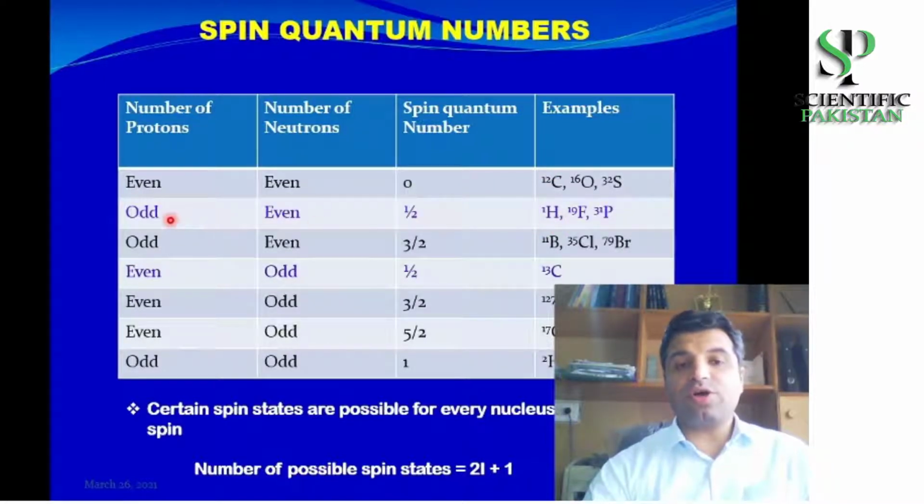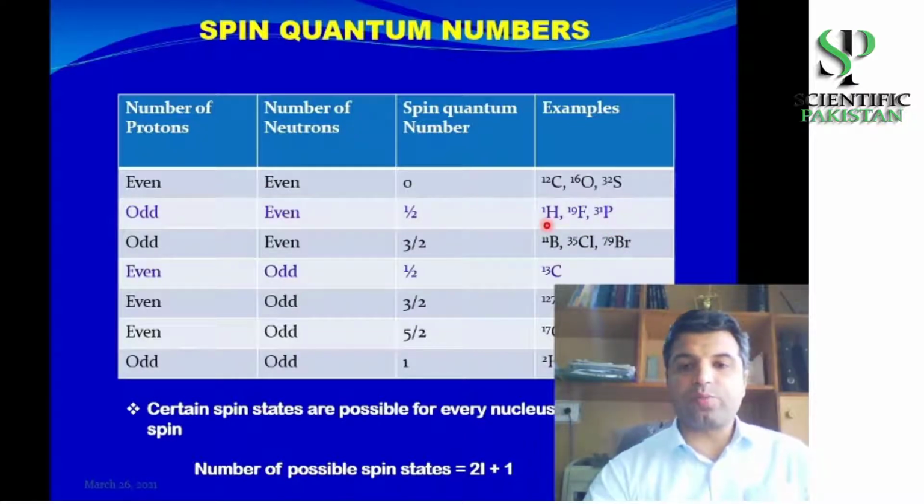If a nucleus has an odd number of protons and an even number of neutrons, then the spin quantum number is half for nuclei such as proton or protium, fluorine-19, and phosphorus-31.